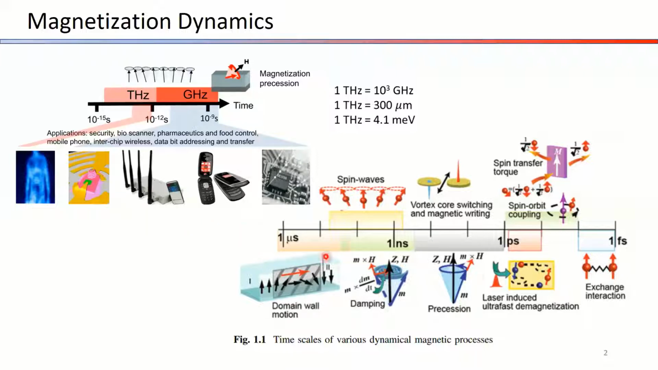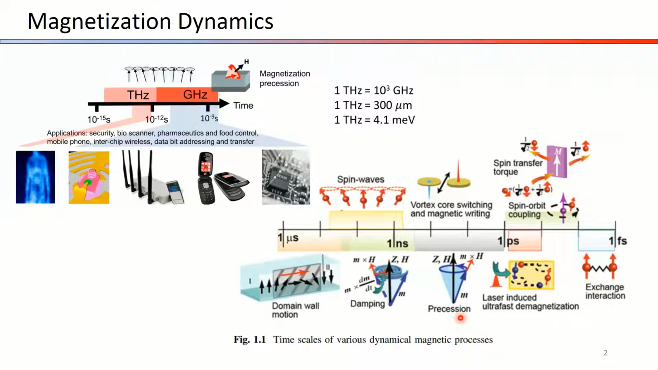And this figure shows the time scale of various dynamical processes in the magnetization. The fastest process here is the fundamental exchange interaction. It occurs on the time scale of 1 femtosecond to 10 femtoseconds, followed by the spin-orbit coupling and spin transfer torque in the 10 to 100 femtosecond range, and also the laser-induced ultrafast demagnetization occurs around 100 femtoseconds. Then the precession is in the 1 picosecond to 100 picosecond range, followed by the damping. This is very important, and it happens on the order of nanoseconds. The longest one, finally, is the domain wall motion. So here we will see the change of the magnetization dynamic with these time scales.